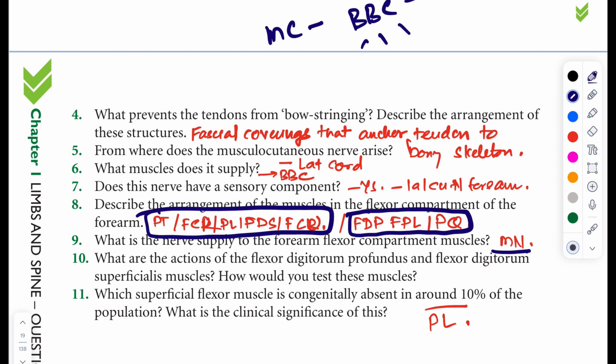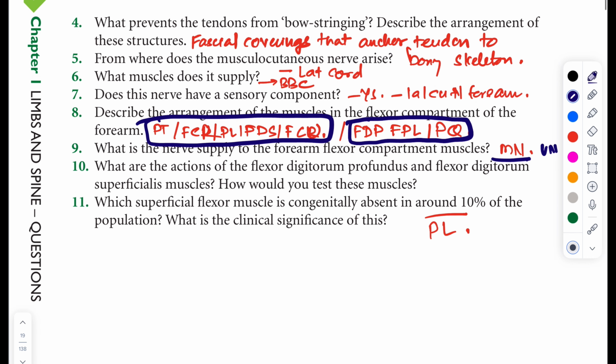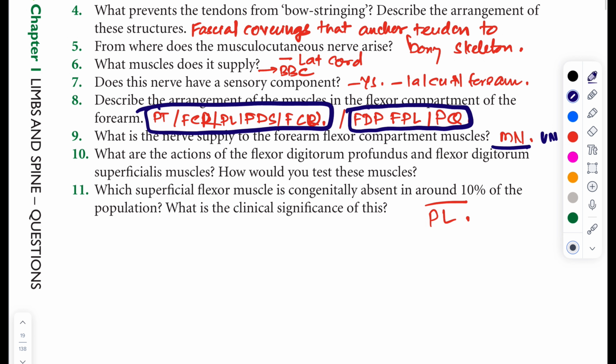So the ulnar nerve supplies flexor carpi ulnaris and the ulnar half of flexor digitorum profundus. What are the actions of flexor digitorum superficialis and profundus? How do they rotate the muscles? So one is to the tip and this is to the base. Which superficial muscle is congenitally absent? Palmaris longus is congenitally absent.